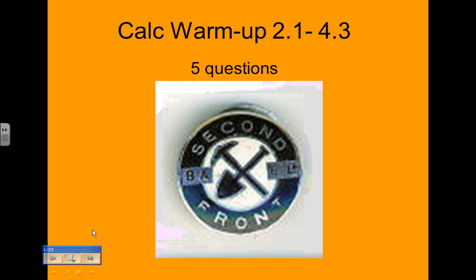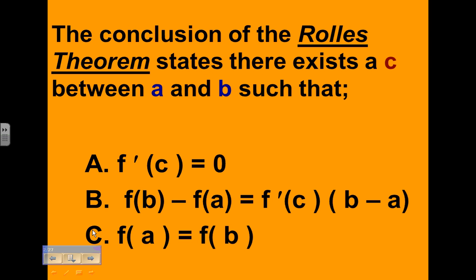Five questions. First, the conclusion of Rolle's theorem states there exists a C between A and B such that the derivative equals 0, F of B minus F of A equals the derivative of C times B minus A, or F of A equals F of B. It is A. The derivative equals 0. B is the restatement of the mean value theorem. C is the hypothesis of Rolle's theorem, where F of A equals F of B.